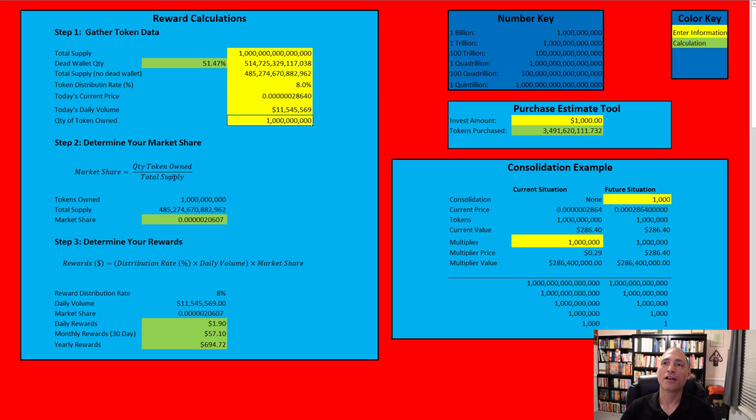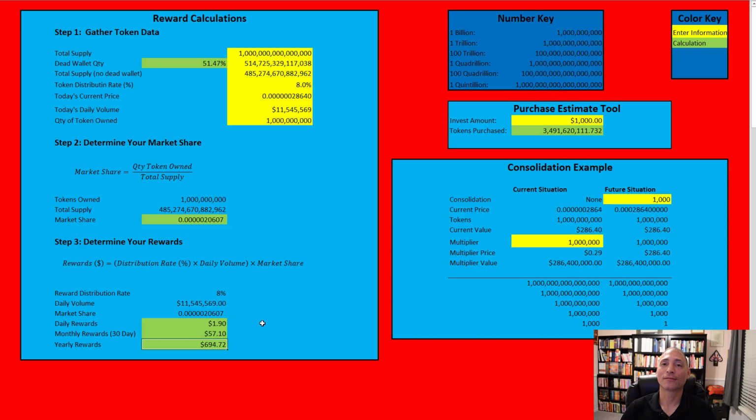To calculate our market share, you take quantity of tokens owned divided by total supply. So we'll say 1 billion tokens is what we want, and then we put the amount minus the dead wallet for our total supply. That gives us our market share. Then we go down to the second part, which is determine your rewards. Rewards is equal to your distribution rate, which is 8%, times your daily volume, times your market share. So we've got our 8%, our 11 million, our market share, and our daily rewards is $1.90, which isn't bad.